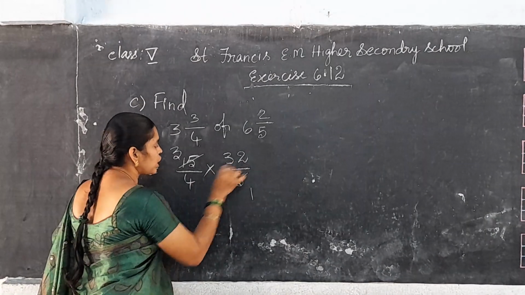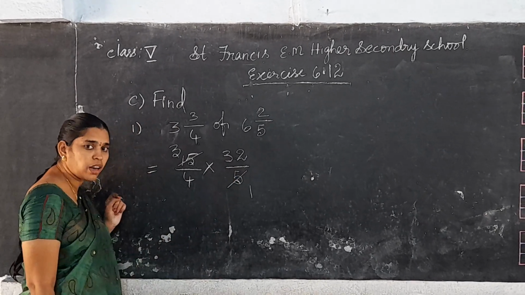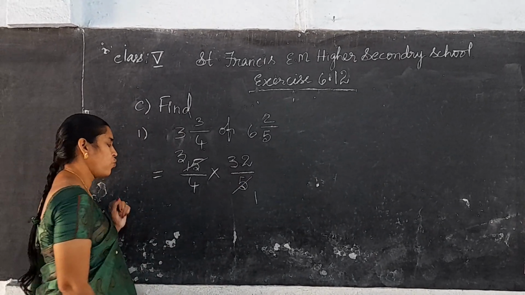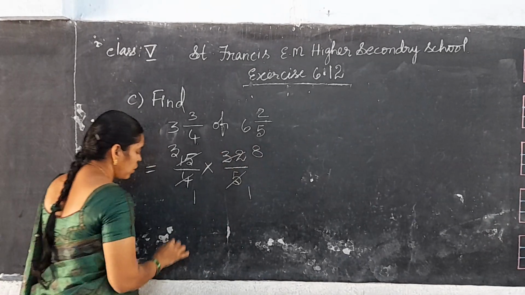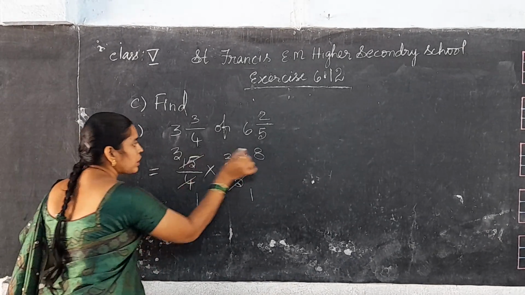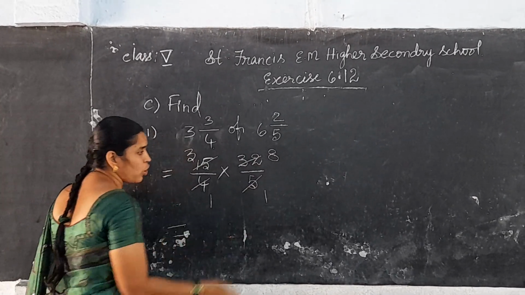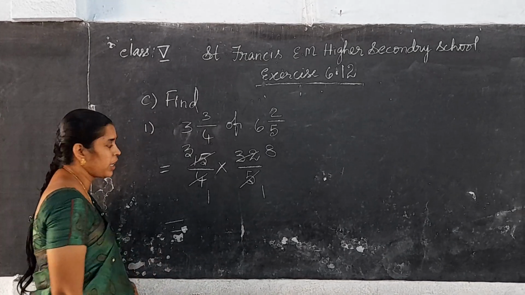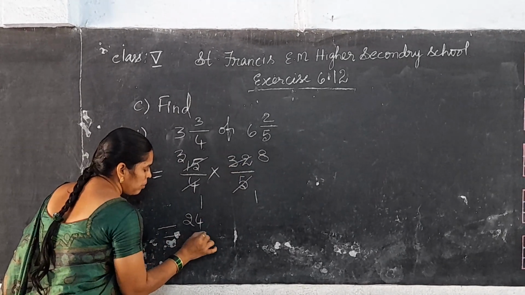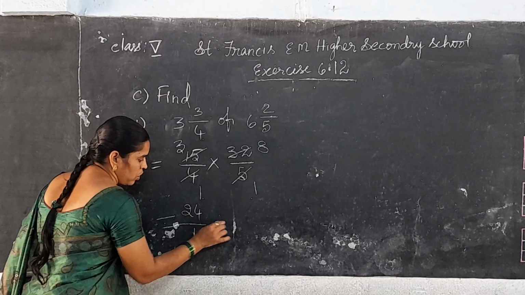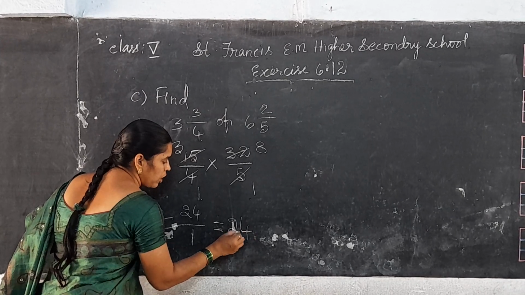Now you compare these two numbers. In these two numbers, any common factor except 1? Yes. What is that? 4. 4 1s are 4. 4 8s are 32. So now you multiply both numerators and write in the numerator place, and multiply both denominators and write in the denominator place. 3 8s are 24 by 1 into 1 is 1. So 24 by 1 means that is nothing but 24.